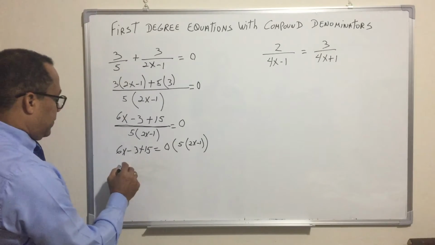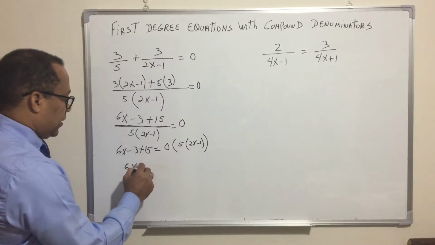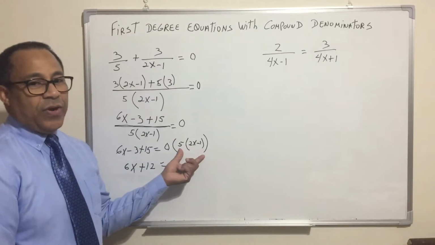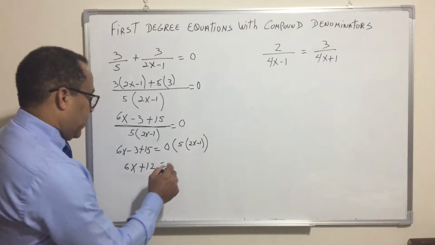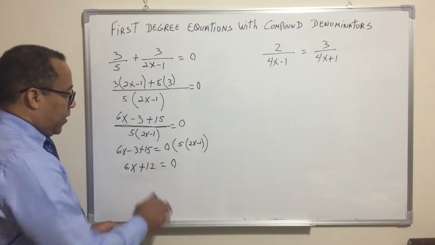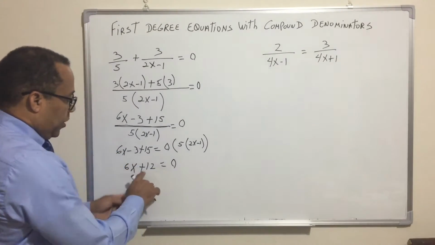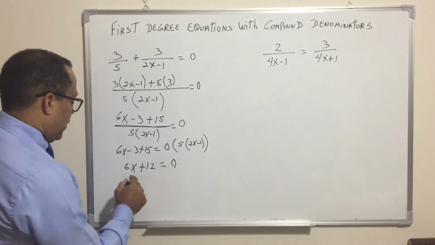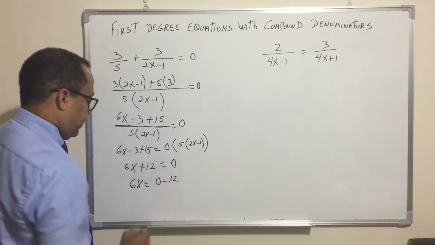6x, negative 3 plus 15 equals positive 12, equals 0 times whatever you have here. It's a product, so the result is 0 equals 0. Now put the like terms together. I'm moving the 12 from the left side to the right side. The operation is an addition, so it goes to the right, subtracting. 6x equals 0 minus 12.